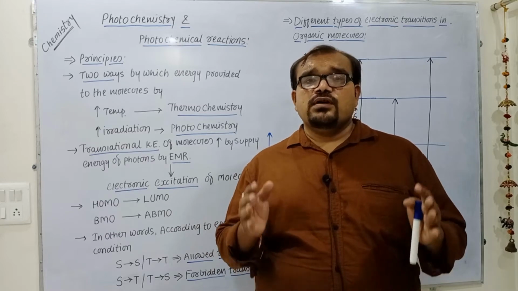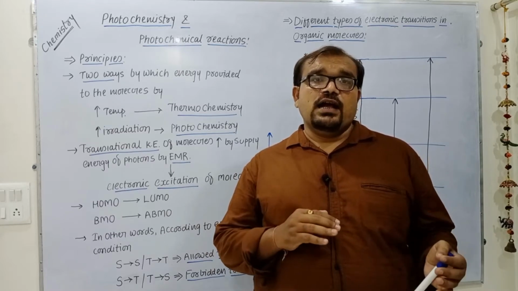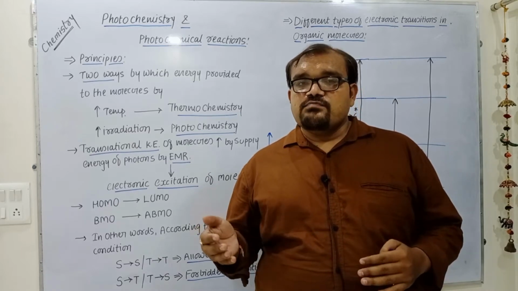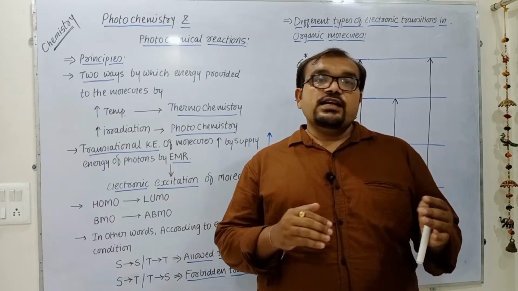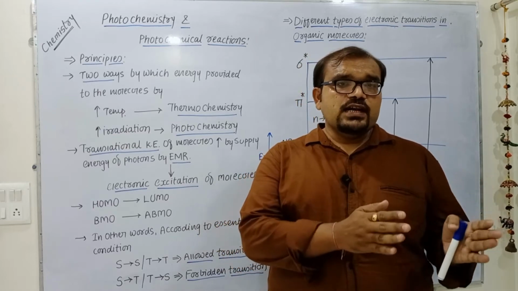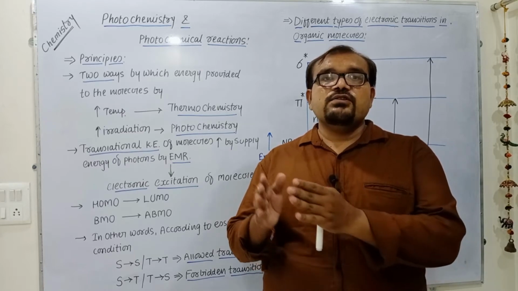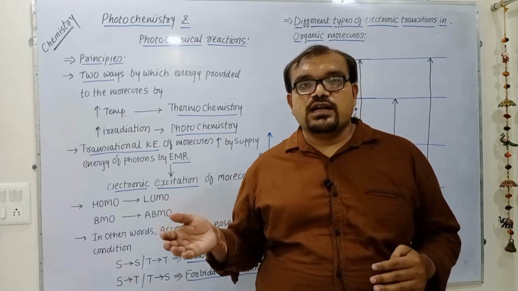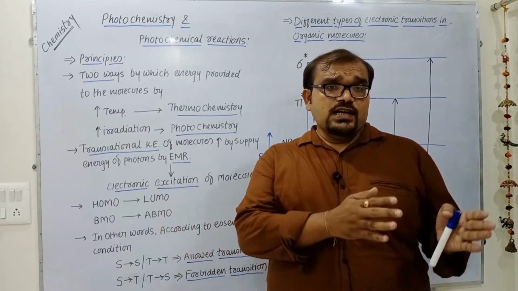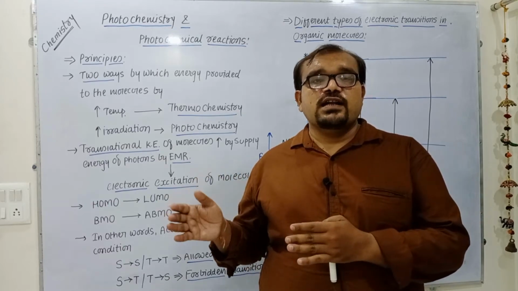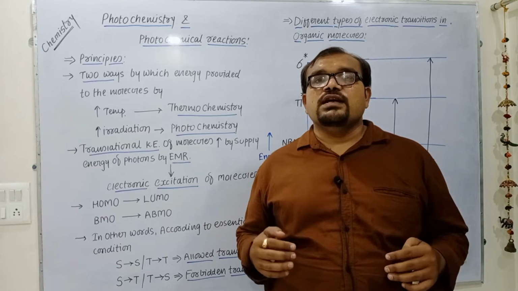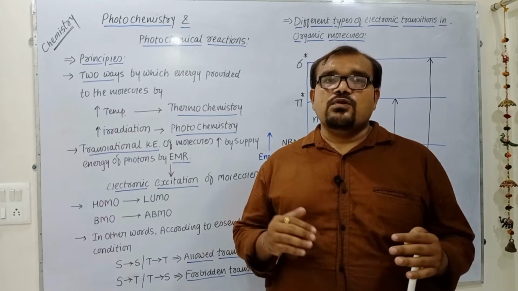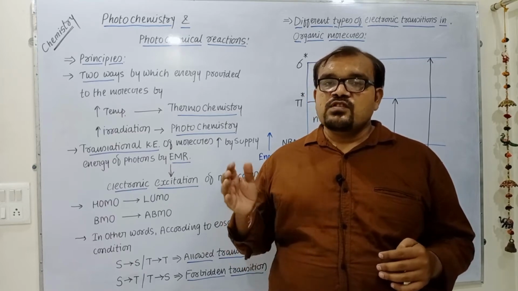According to the essential condition for electronic transition, singlet to singlet as well as triplet to triplet transition of an electron or photon is known as an allowed transition, while singlet to triplet or triplet to singlet transition of an electron or photon is known as a forbidden transition. So these are the basic principles by which we can define the term photochemistry.